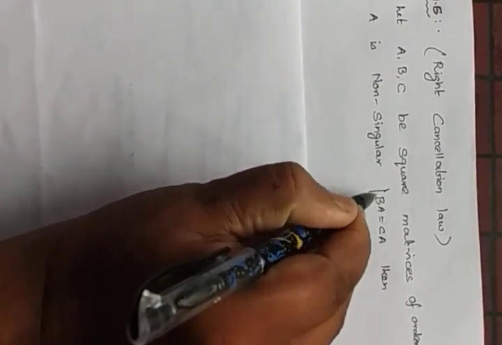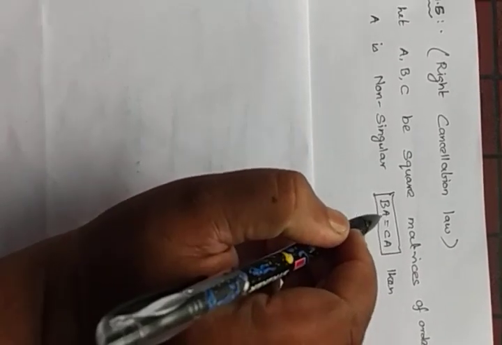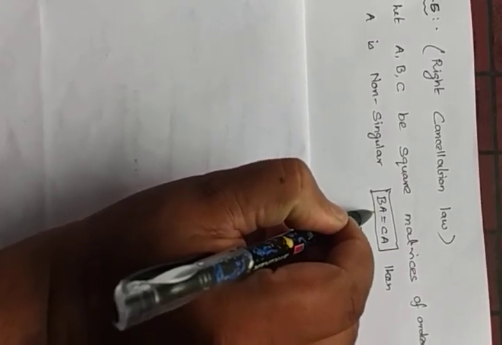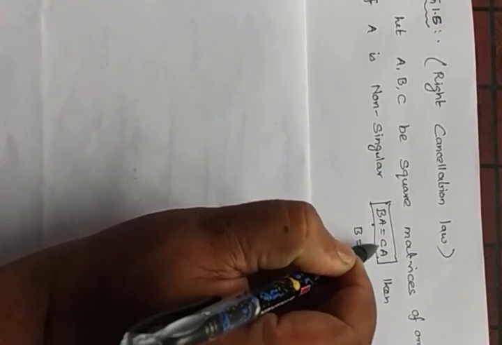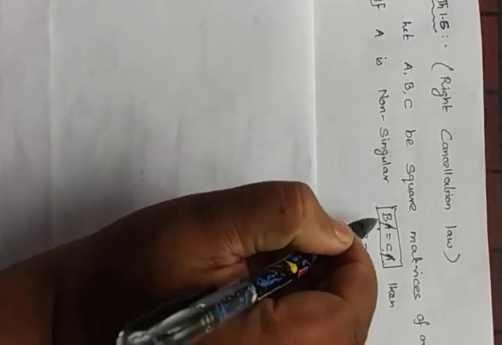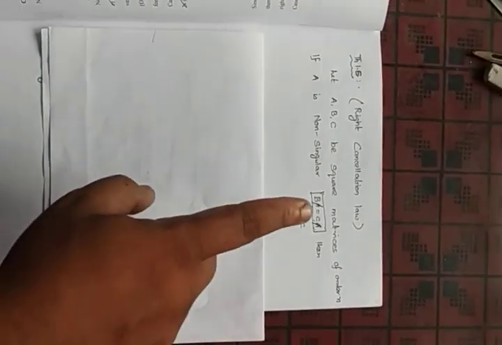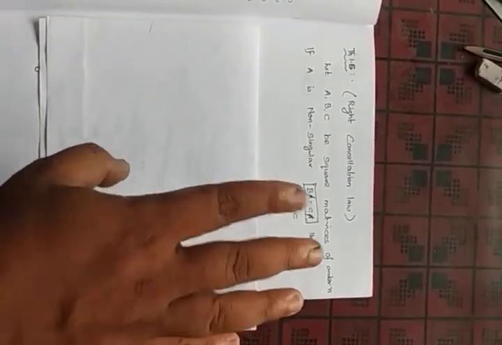Here you can see BA equals CA. A is on the right side of B and A is on the right side of C. So here we can cancel A, and now B equals C. So that's the thing we have in this case. So what the right cancellation law means is that the A's are on the right side. So that is the theorem.